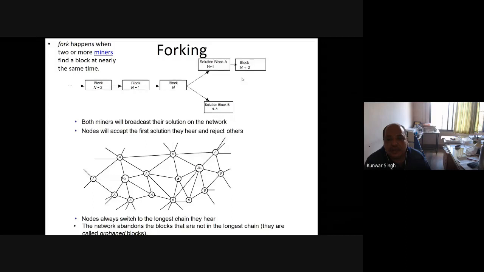So whether the block should be here or this way, the longest chain is this side, so this chain will be valid. This becomes the block, not that one, and that block will be abandoned. It will be removed and will not be part of the blockchain. The transactions on it will be placed again in the transaction pool, and someone can use those transactions again to make a block. Clear? So this is the rule. This is forking.